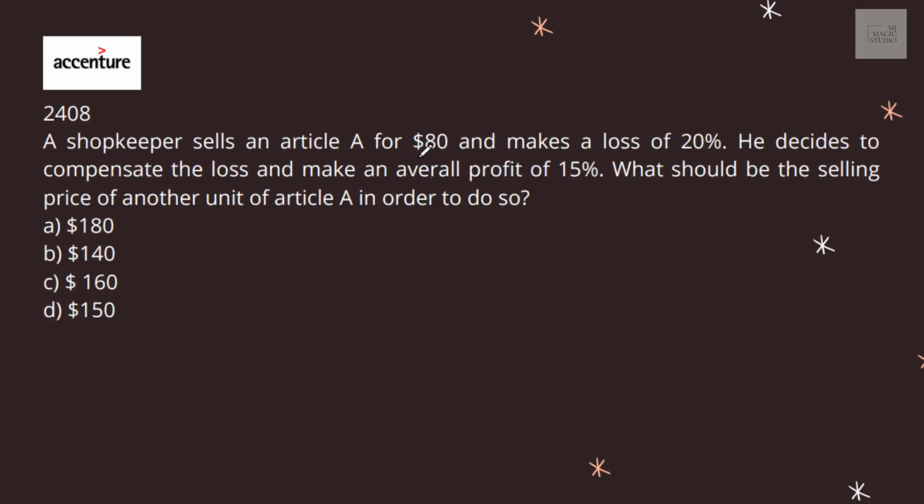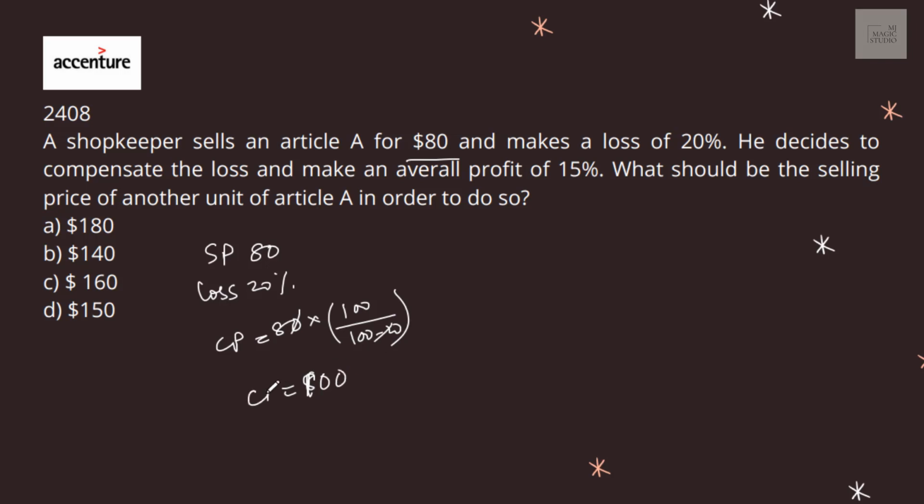A shopkeeper sells an article for $80, selling price is 80, and makes a loss of 20%. That means CP of the article should be 80 into 100 by 100 minus loss, that is 100. So CP of an article is $100. He decided to compensate the loss and make an overall profit of 15%. What should be the selling price of another unit of article in order to do so?